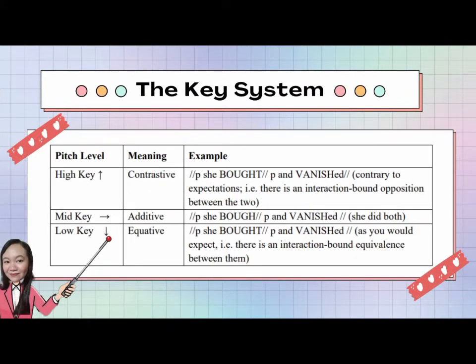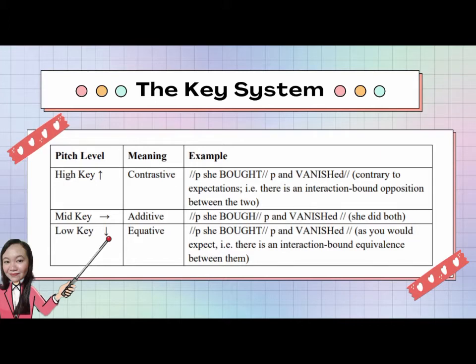We have the three types of keys which use the up, down, and forward arrows. Beside them are the meanings of each, with examples. In the example, she bought and vanished. Using the high key, we use the proclaiming tone with the symbol P. Our prominent syllables are bought and vanished. As we can notice, they are capitalized like what I mentioned in our symbols and notations a while ago.